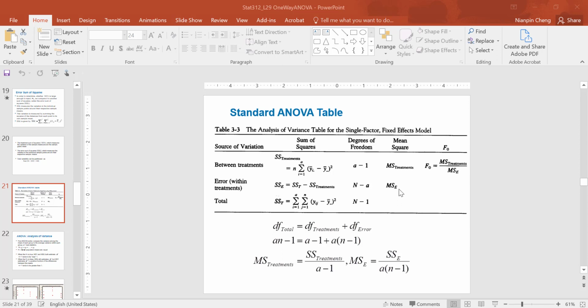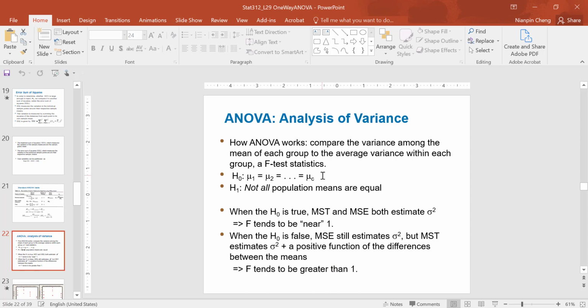So how can we do the test? That's called the F-test. Okay. So for ANOVA, what's the hypothesis?